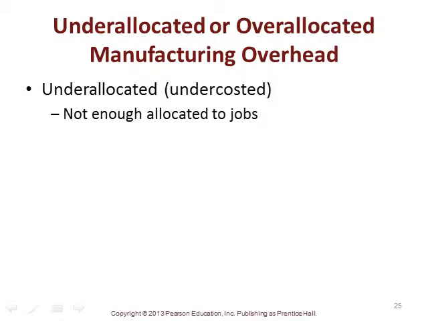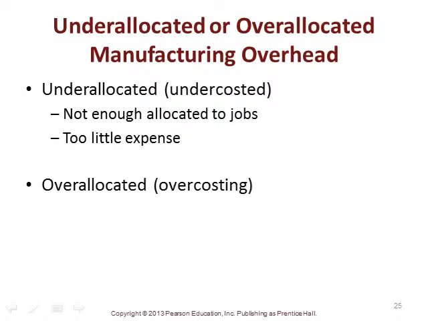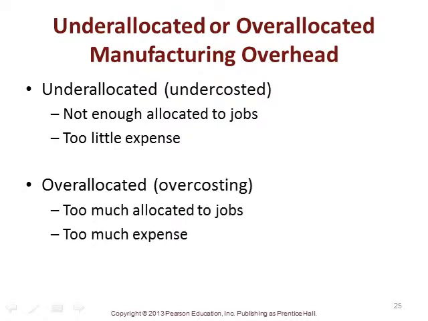So I'm underallocated in that example. We talk where it's not enough allocated to jobs. There's too little expense, right? We didn't recognize enough expense. We projected $200,000 at the beginning of the year. It actually came in at $220,000. Versus overallocated, where we're overcosting, we have too much allocated to jobs, we have too much expense, right? Because when we're doing this, we're booking our journal entry that hits expense, so we have too much expense associated with our process under that scenario.